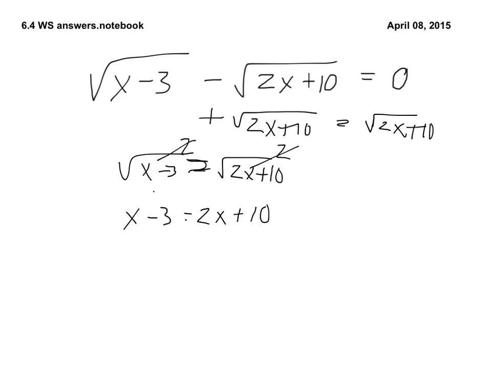Okay, so now we can solve this equation. This is Algebra 1 stuff. And we'll end up getting x is equal to negative 13. Okay, subtract the x, subtract the 10. Now we can circle this, and that's fine.